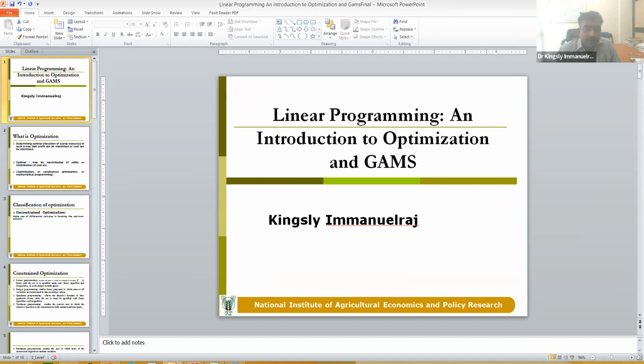So I told you the two things to remember. One is your objective function, that is maximizing net revenue. Another is your resource constraint. One is the labor resource requirement, another is the land resource requirement. These are the two things.